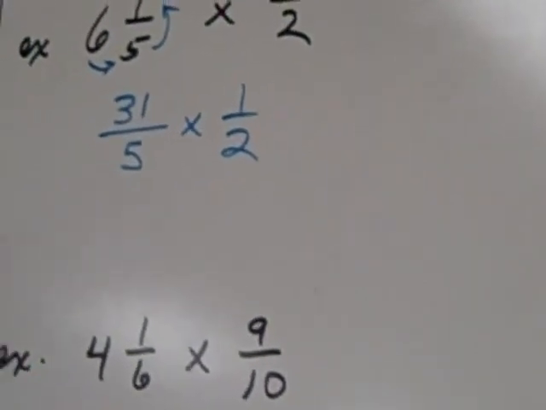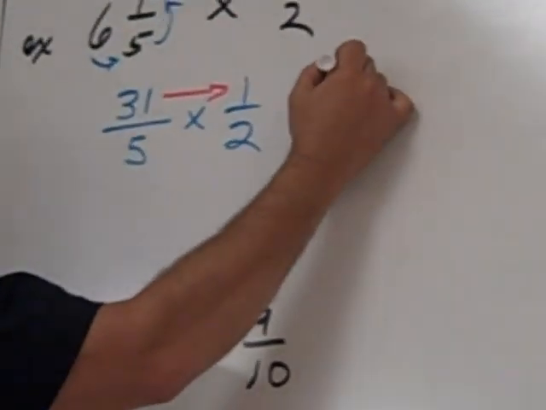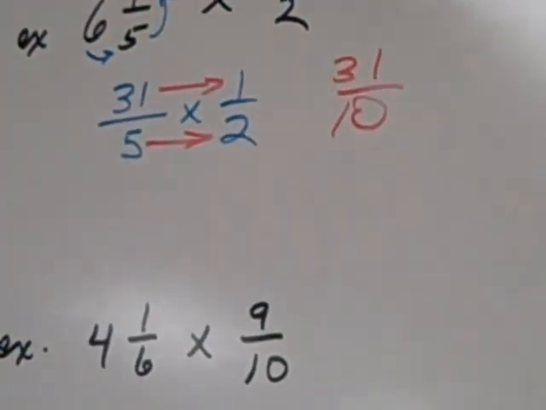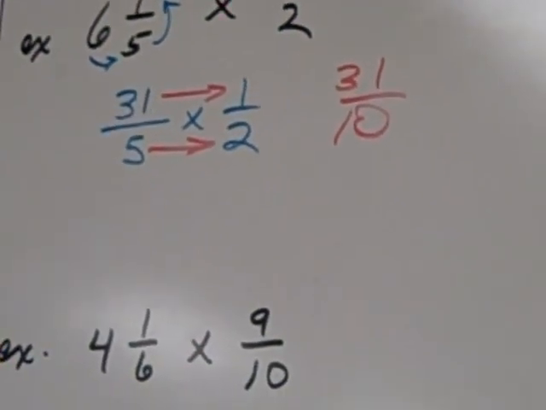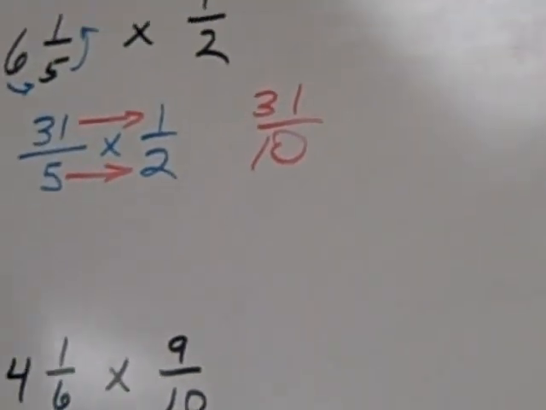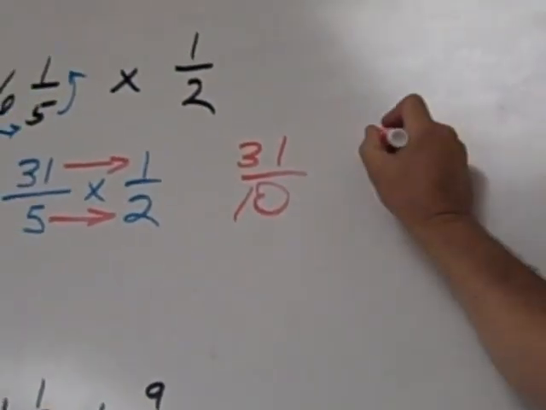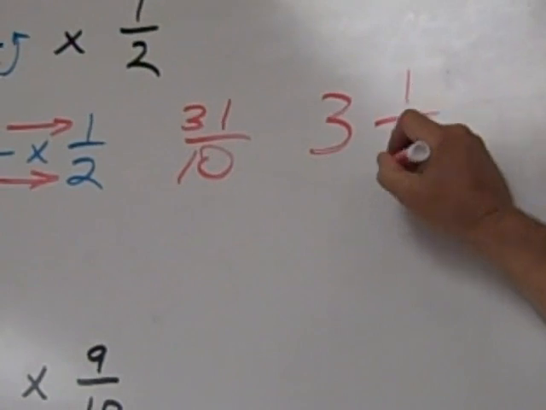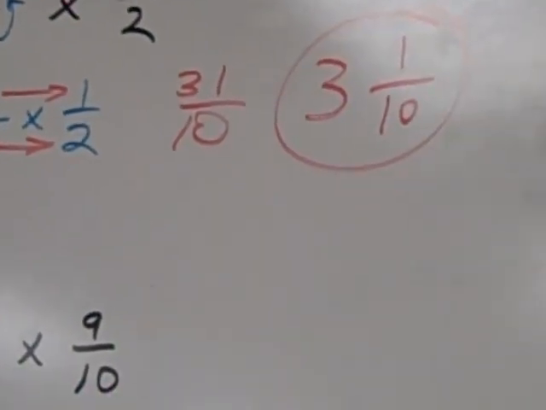So let's just go top times top. 1 times 31 is 31, and 5 times 2 is 10. Bingo? No, I'm not bingoing that, it's improper. Divide the bottom into the top. How many 10s can make 30? 3. Any leftovers? 1 left over, 1 over the 10. Bingo. Now we can bingo.